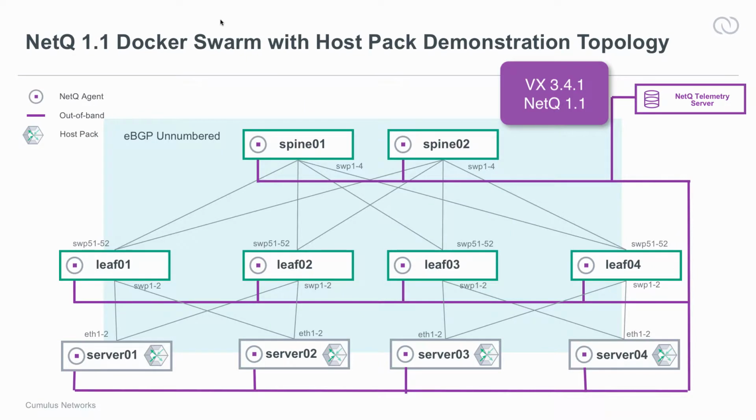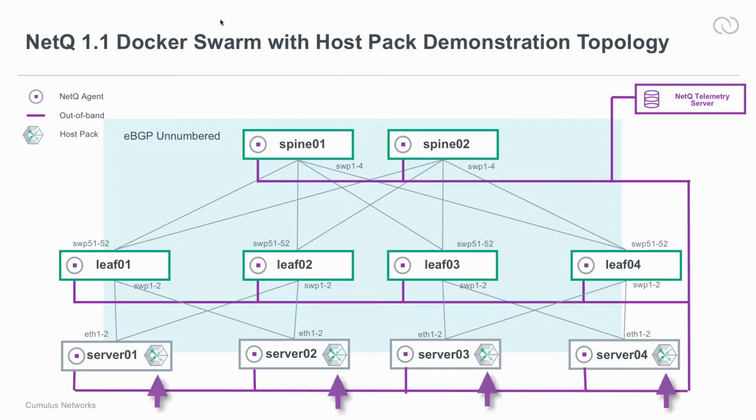So this depicts the demo that we have today. We have 4 leaves, 2 spines, all running NetQ agent, which communicates with a telemetry server that is located on the out-of-band network. Each of the 4 servers are running HostPack. There's eBGP unnumbered throughout the entire network from the hosts to the spines.